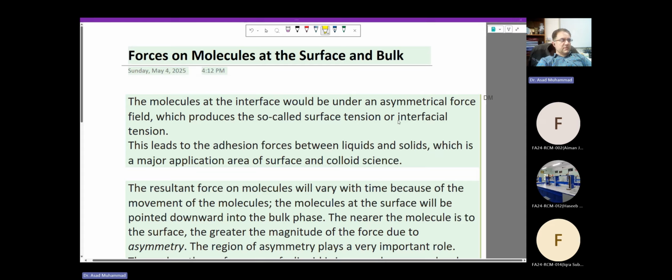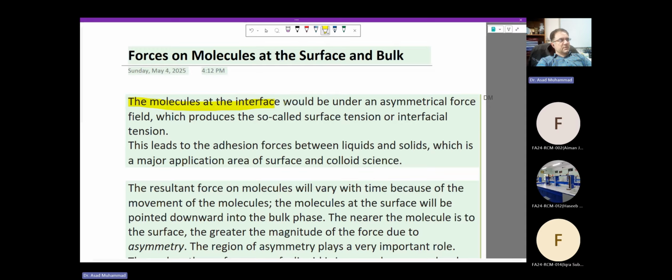the contact is between, for example, two liquid surfaces, two solid surfaces or a liquid and a solid surface. So what you get is a very different type of tension as compared to surface tension. So this leads to the adhesion forces between liquid and solid, which is a major application area of surface and colloidal science.